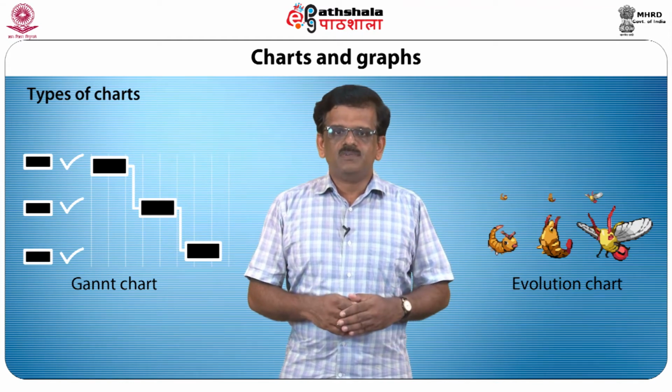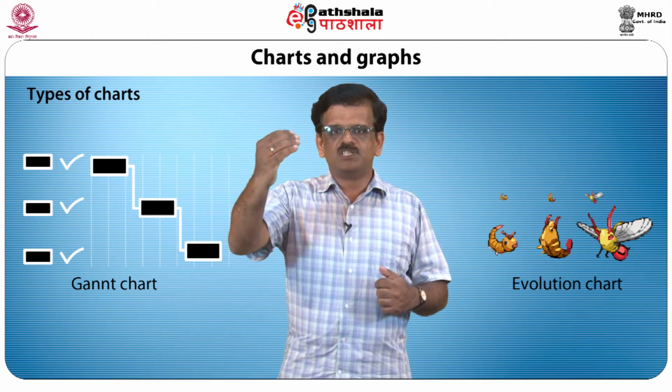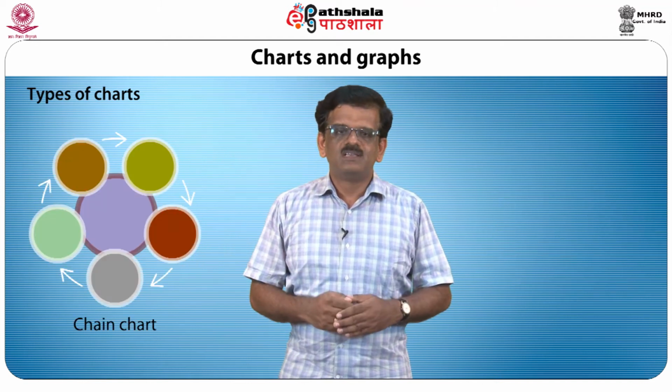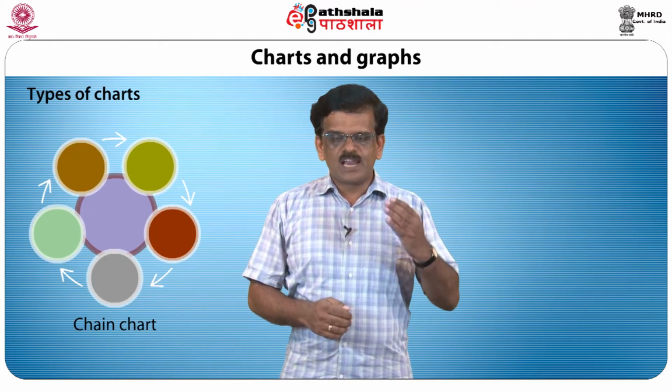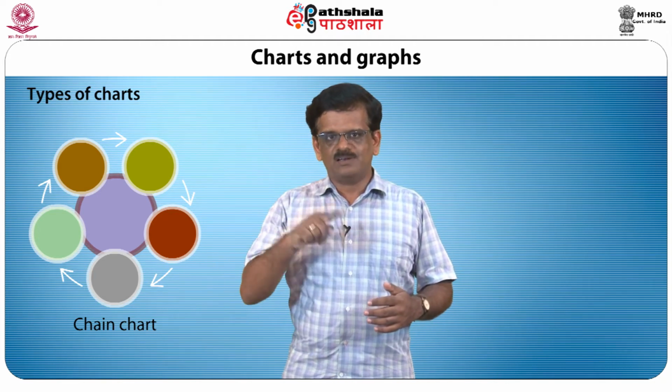Evolution chart shows an arrangement of facts and ideas to express the change from one part to another, that is, past to present. Chain chart shows an arrangement of facts and ideas which is expressed in a cycle.